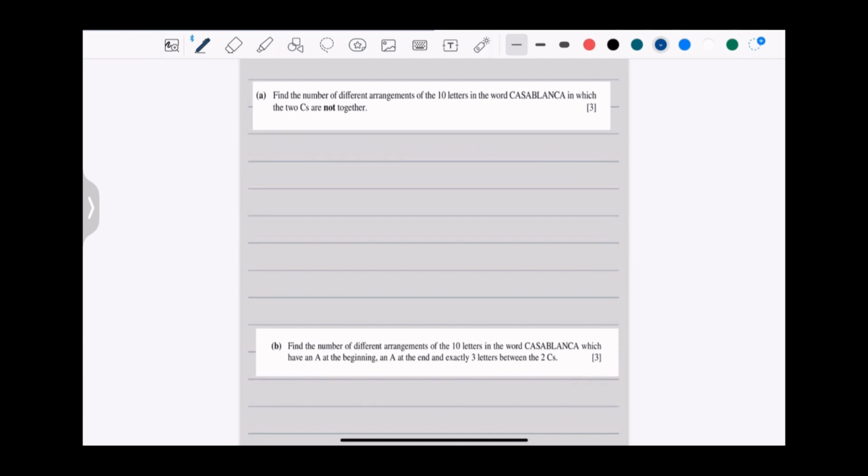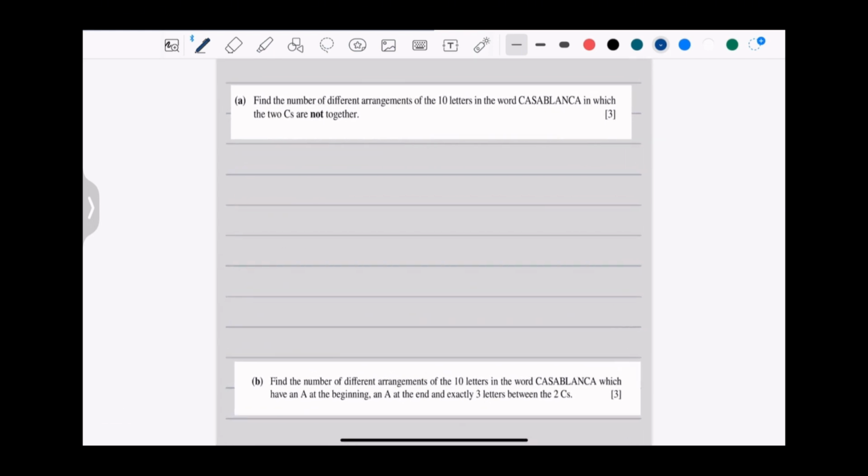Okay, so find the number of arrangements of the letters in the word Casablanca in which 2 C's are not together. So the first step is that we need to see how many repetitions. So C is repeated 2 times, A is repeated 4 times, and there are 10 letters in all. So in which 2 C's are not together.